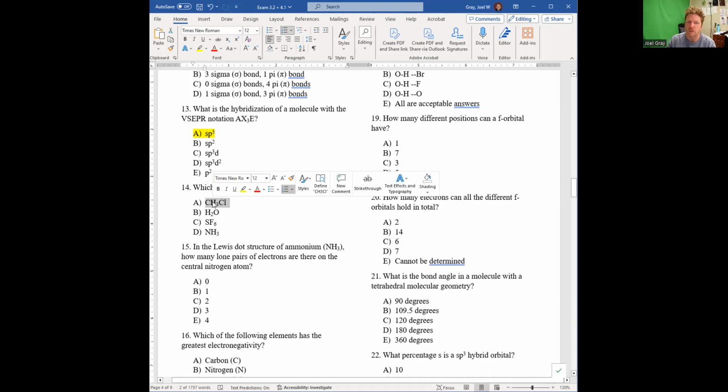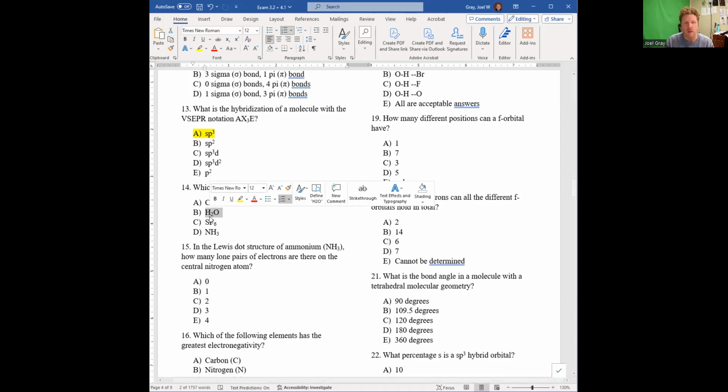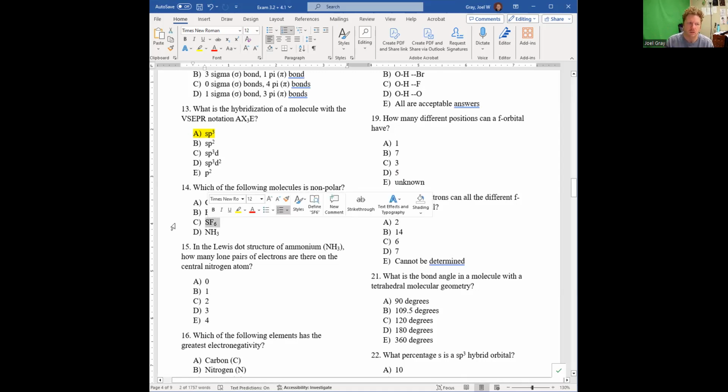CH3Cl, our central atom is carbon. We've got 3 hydrogens, 1 chlorine. That's going to be a polar molecule. H2O, 2 hydrogens, but then 2 lone pairs of electrons. So that's going to be a polar molecule. SF6. Okay, so here we've got a sulfur and 6 fluorine atoms surrounding it. So all of those fluorine atoms are all the exact same. That sulfur has no lone pairs of electrons.